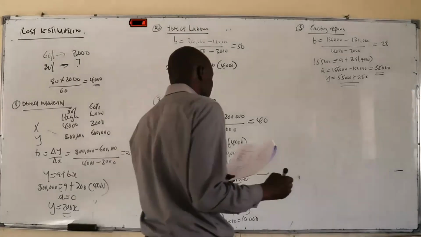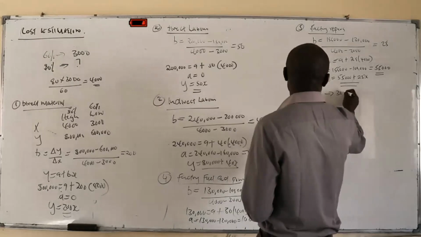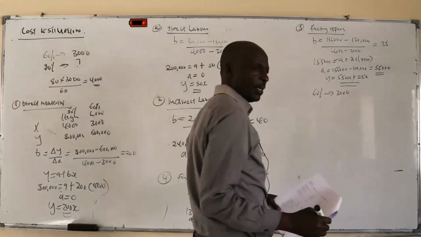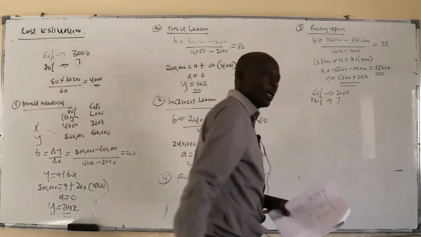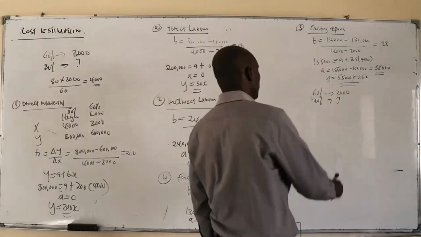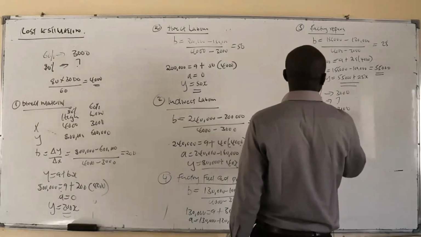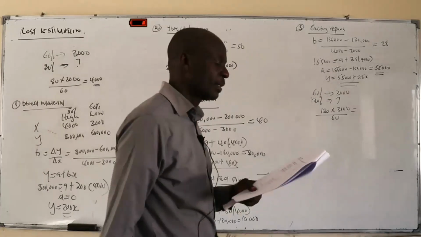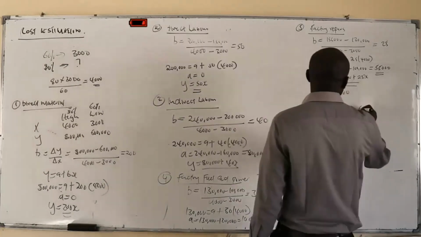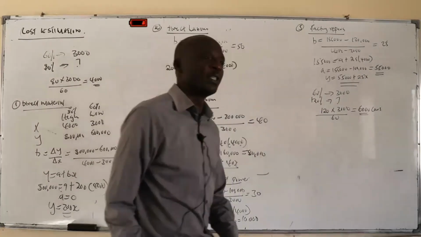So we're going to ask ourselves, if they're operating at 60% level, they are producing how many cars? 3,000. Now what about 120% capacity? What will be the units? So we take 120 times 3,000 over 60. So you get how many? 6,000. So they are producing 6,000 cars if they're operating at 120% capacity level.